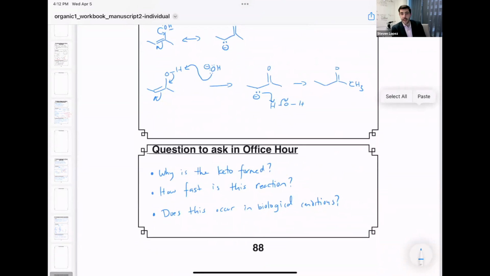I'll leave you with some questions to ask at office hours. 1, why is the keto favored? 2, how fast is this reaction? Does it depend on the strength of the base? And 3, does this occur in biological conditions?